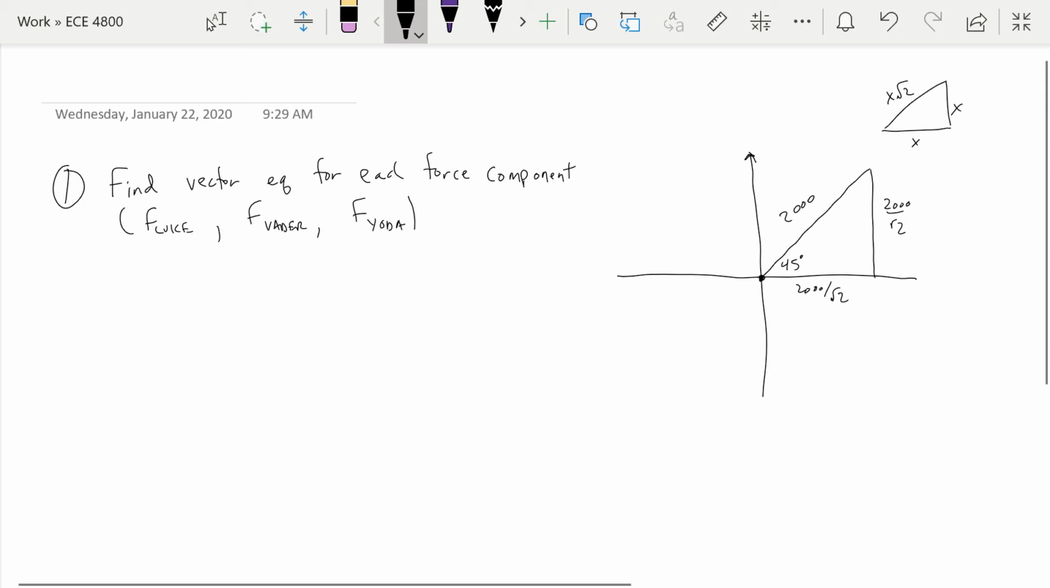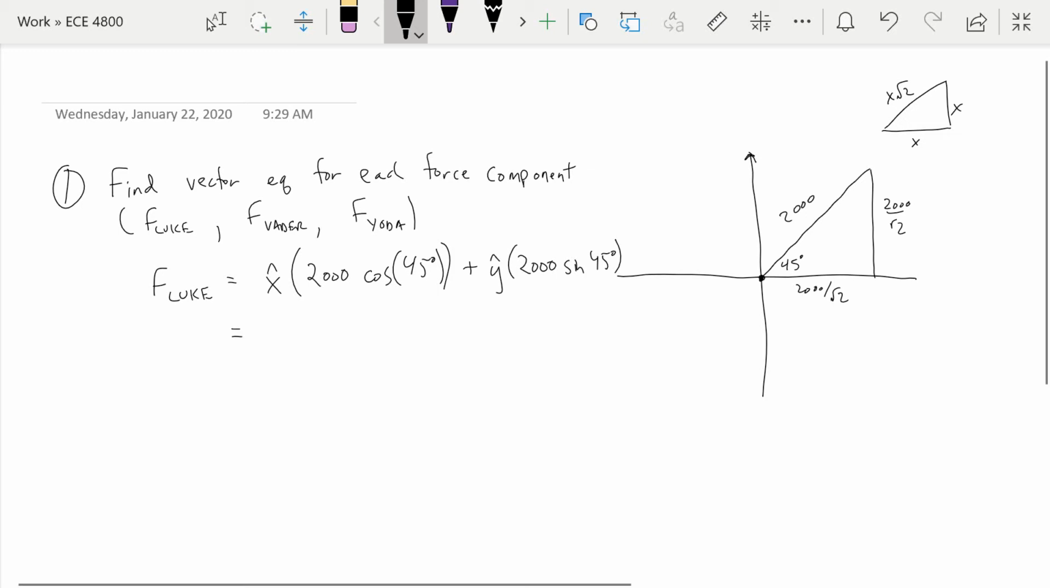The mathematical way that you can do this, I'll show here, is F Luke is equal to, you have an x component and a y component. So the x component, x hat, you multiply by, if we want to find the magnitude, the length of this portion of the vector, the hypotenuse times the cosine of 45. So 2,000 times the cosine of 45 degrees, plus y hat times 2,000 times the sine of 45 degrees.